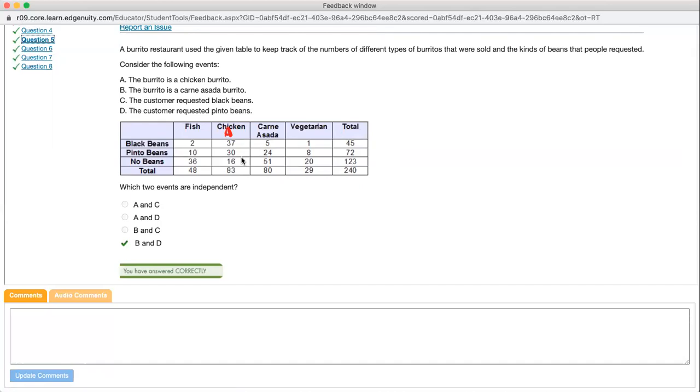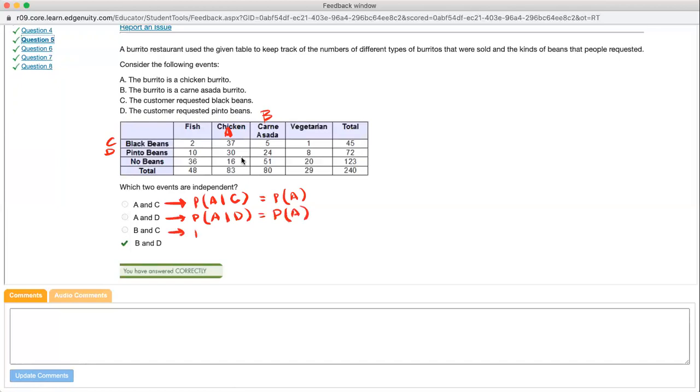B is carne asada. C is black beans, and D is pinto beans, right? So which two events are independent? Looking at these right here, in order for this to be independent, my probability of A given C has to equal my probability of A. This one, probability of A given D has to equal my probability of A.